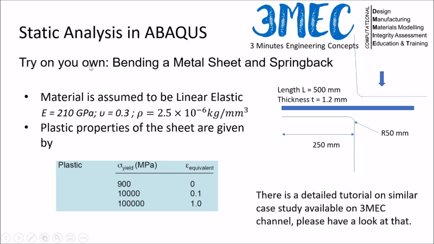This example is just for you to try on your own. It's a bending of a sheet, as you can see here, and then what you have to do is bend the sheet by pushing this die down while keeping this fixed, and once it bends, you have to remove it back, and you will see some elastic spring back here, so it will not be perfectly 90 degrees, and you have to find that spring back out, and maybe that will give you how much angle you have to compensate for during the bending itself.